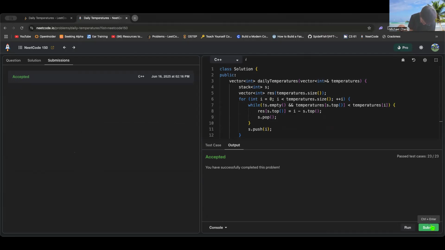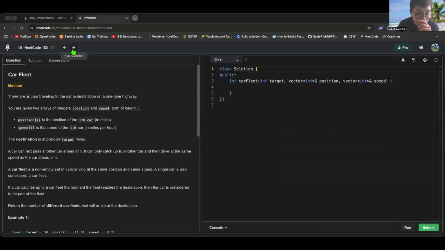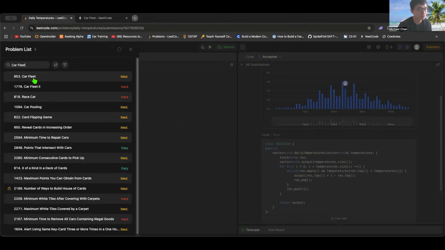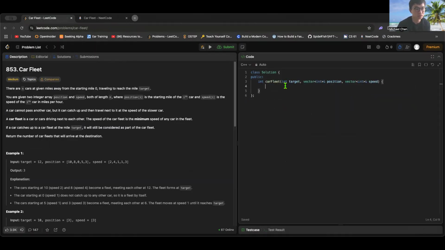Seems like this one I haven't done yet. I don't think I've done this before. Car fleet. Yep, I have not done this before.